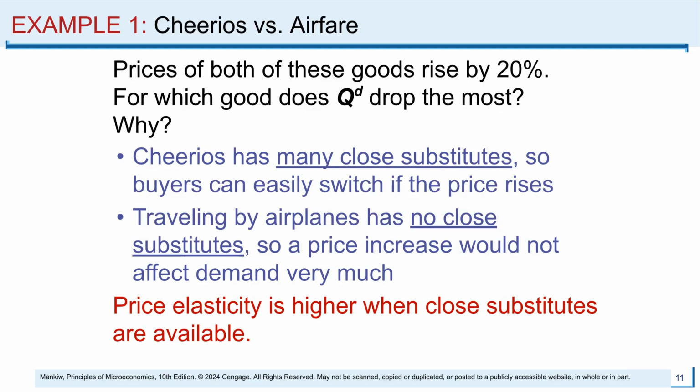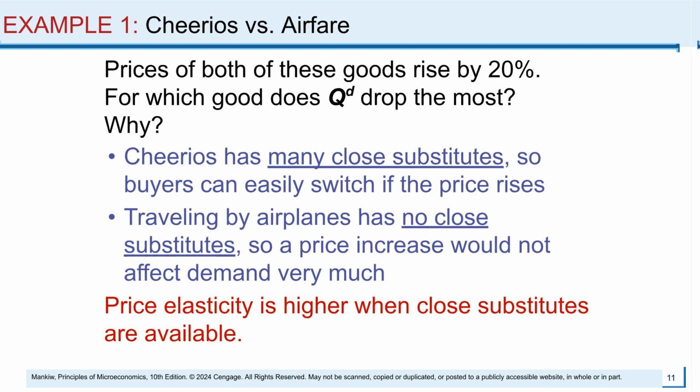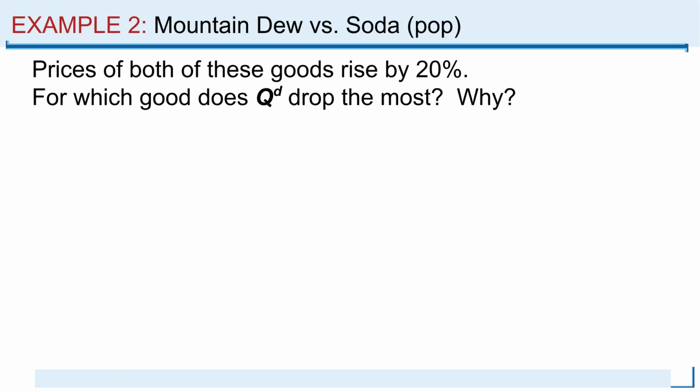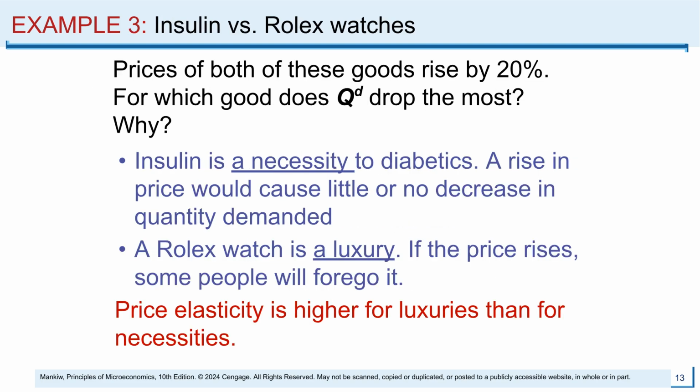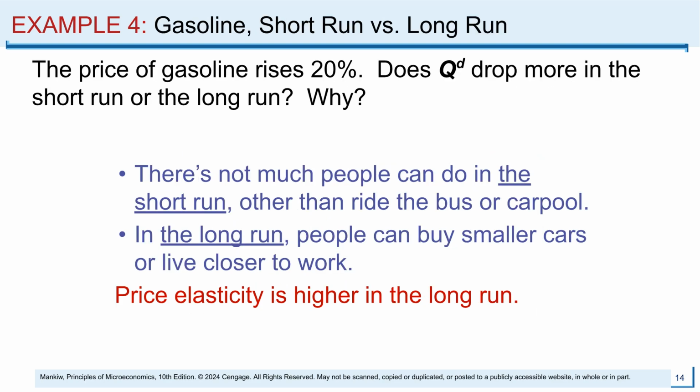First, consider Cheerios versus airfare. Demand for goods with many close substitutes is generally more elastic, as buyers can easily switch to alternatives. Second, compare Mountain Dew to all soda. Price elasticity is higher for narrowly defined goods, which have more substitutes, than for broadly defined categories. Third, consider insulin versus luxury watches. Price elasticity is higher for luxuries than for necessities, because necessities are difficult to forego. Finally, consider gasoline. Because it takes time for consumers to adjust habits, like buying more efficient cars, demand is more elastic in the long run than in the short run.